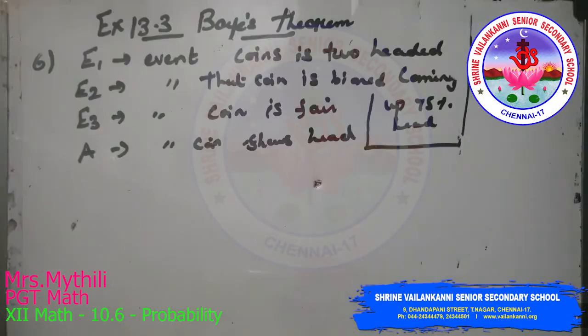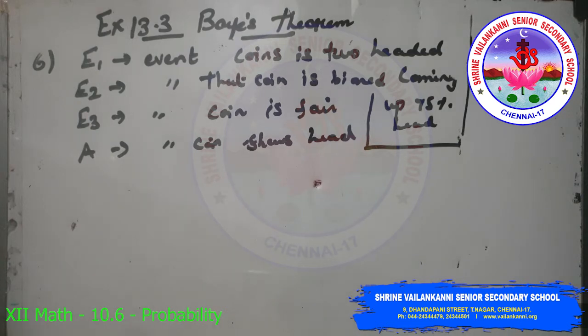Exercise 13.3. Sixth question. There are 3 coins. One is a two-headed coin, that is having head on both the faces. Another is a biased coin that comes up heads 75% of the time. And third is an unbiased coin.